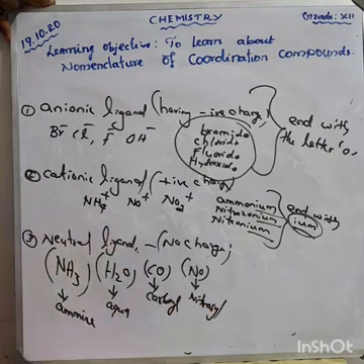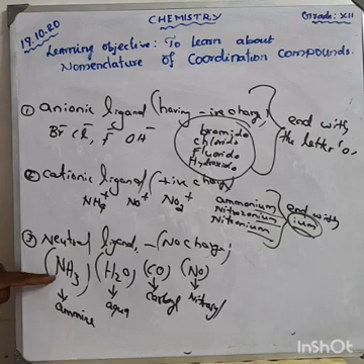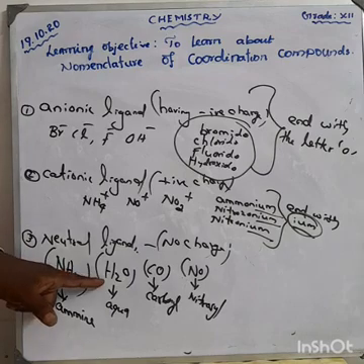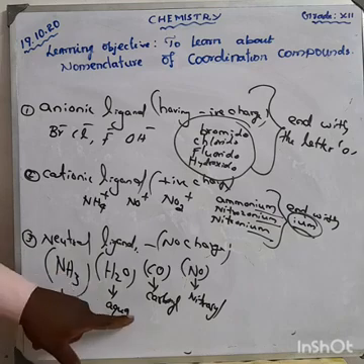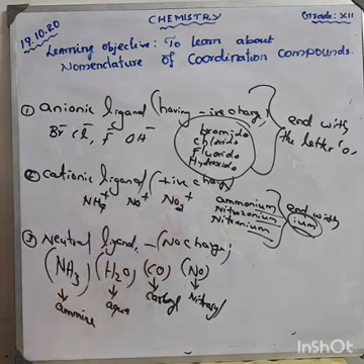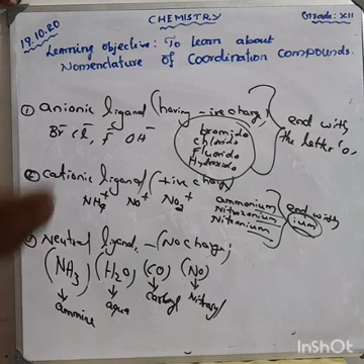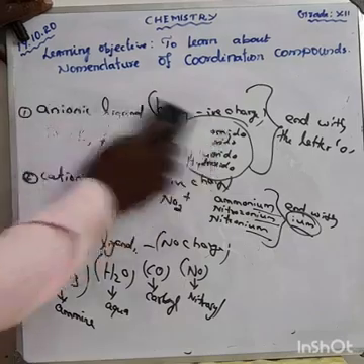These are some examples, a few of the many I wrote here. NH3 gets written as amine. H2O is said as aqua. CO, carbonyl, nitrosyl. Okay, these are about the naming of ligands. This is about the first 3 points. If you learn the 2 more points, this is very easy for you.